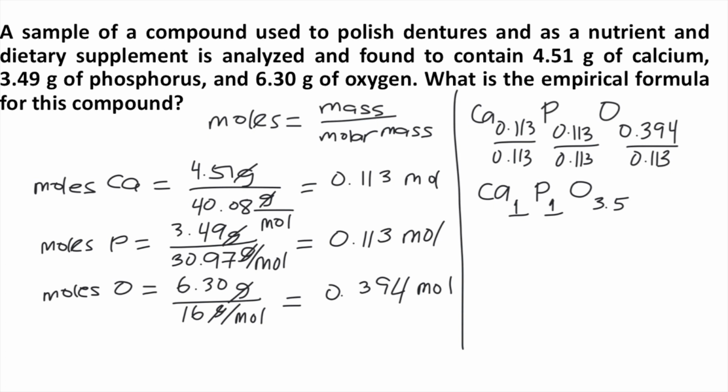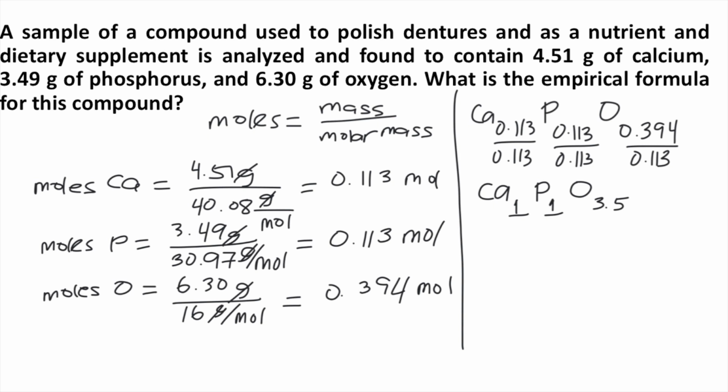Remember, when you're solving empirical formula problems, when you get to this point and you get a decimal, like a 0.5, you don't round it up. Okay, you just retain it as 3.5. Because the next step, we need to multiply a certain number. Because in empirical formula, we don't want decimals. So we want them to be whole numbers.